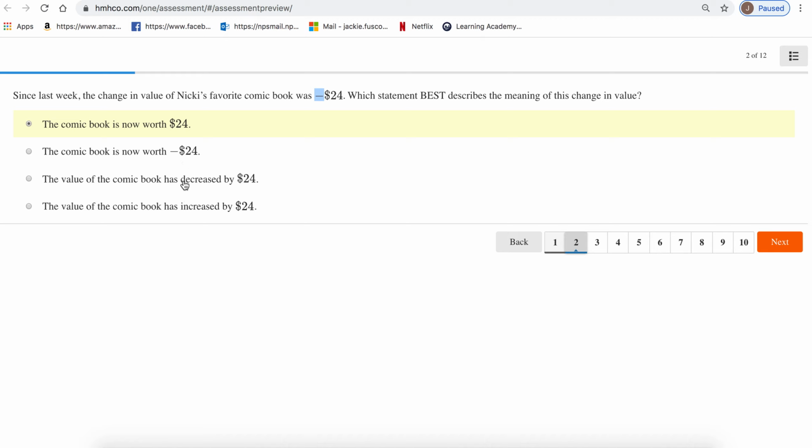Something would cost a negative amount of money. The value of the comic book has decreased by $24, or the value of the comic book has increased by $24. Now the negative is saying that it decreased or it's going down. So the value went down $24, okay? So your answer would be that it decreased by $24.